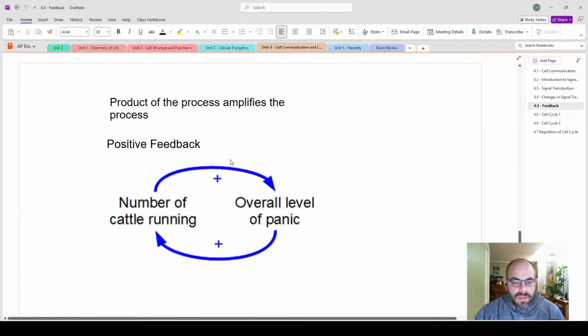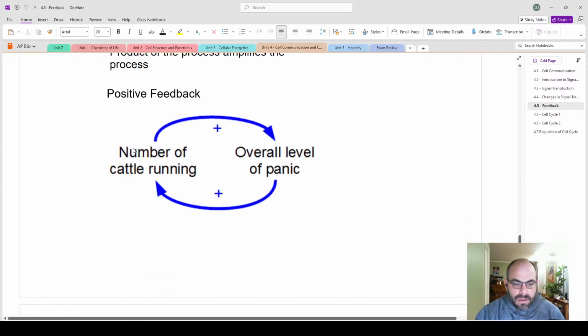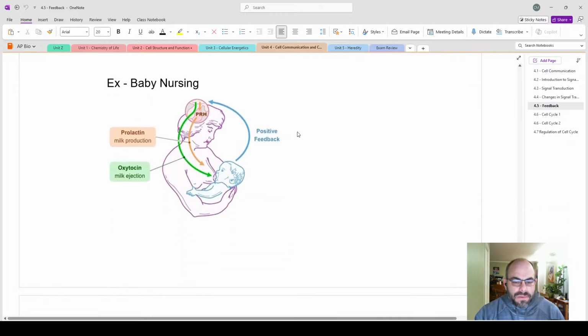Positive feedback is where the process or the product of the process amplifies the process. So what does that mean? I use this example of cattle stampeding. A cow gets spooked, it takes off running. Another cow sees that cow running and starts to panic, and it runs too. Another cow sees those two cows running, gets panicked, starts to run, and eventually it just cascades into a stampede. So the panic is causing the running, which is causing the panic, which is causing the running, right?